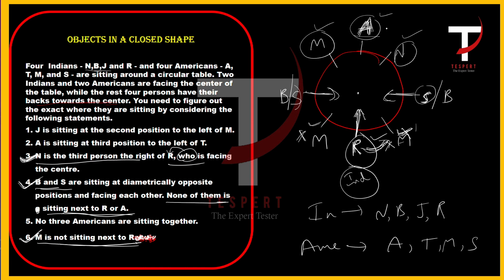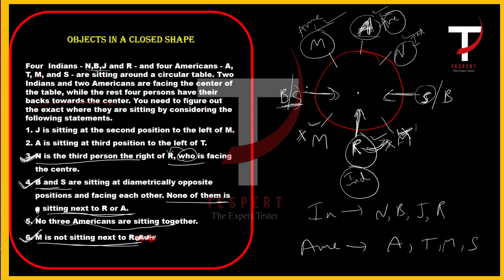Here A is an American. And N is an Indian, right? N is an Indian. So M is an American. M is also an American. So here what is the statement? No three Americans. See, consider statement 5. No three Americans are sitting together. So here A is an American, M is also one more American.